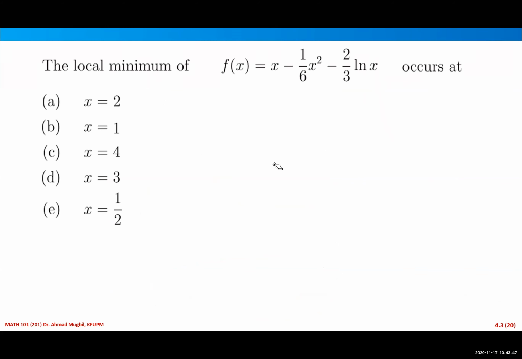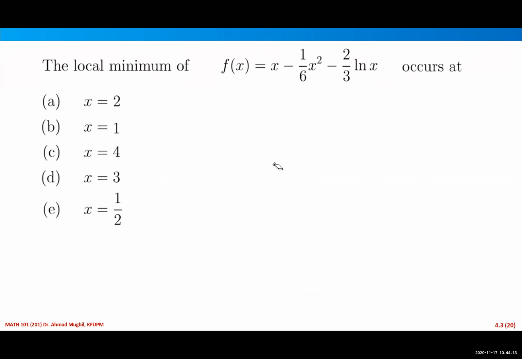Let's check that you are okay and you can solve this now. Please solve this exercise. Find the local minimum. Oh no, he doesn't want the local minimum value. He wants where it occurs, where we have a local minimum. Find the local minimum points. At which point we have a local minimum for this function.